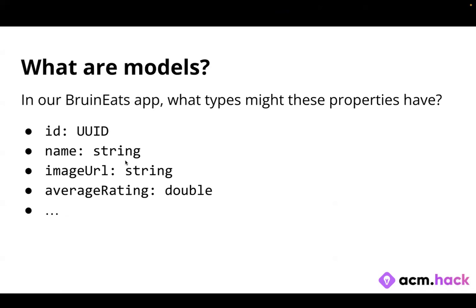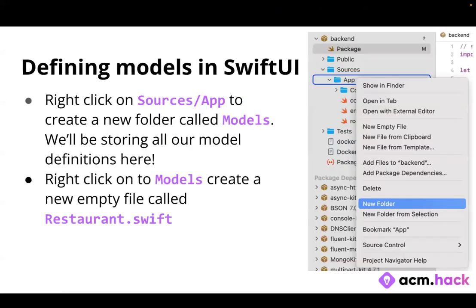So we have basically constructed the blueprint for our restaurant objects in our application. Now it is time to code it. The way that we define a model in SwiftUI is through coding. But before we start coding, we want to have a place that stores all of our models. We don't want them scattered everywhere in our project repository. It would be really hard for us to find and organize them. So we are going to create a new folder under Sources App. I'm going to do that right now.